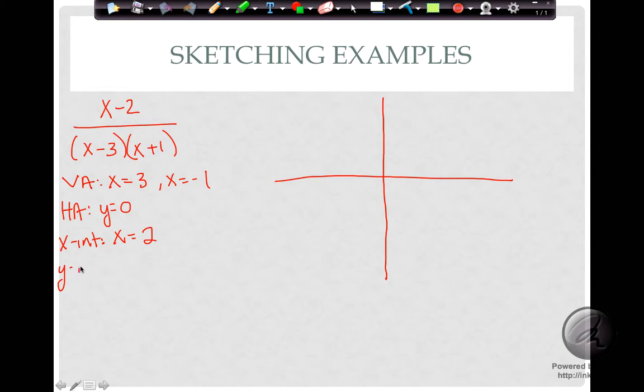Then I have the y-intercept. I have to plug in 0. So I would get negative 2 over negative 3 times 1. And in this case, it would be negative 2 over negative 3, so it's 2/3. All right, so let's see what this is going to do here.